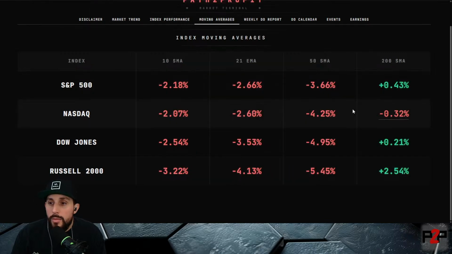All right. Moving averages. You can see really not much changing on the moving averages on the 10, the 21, the 50. They've all been below, they finished last week below those moving averages, and they're still below those moving averages as of right now.